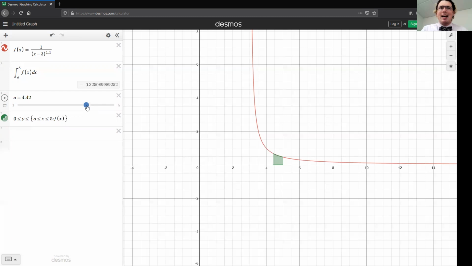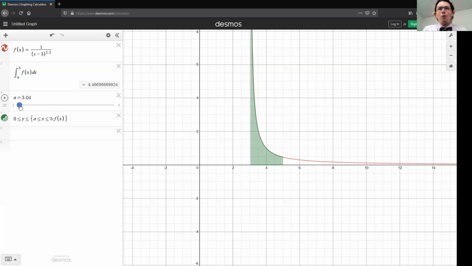I can do my same slider trick where I am highlighting some of this region. When x equals 4, I can calculate this antiderivative and do my fundamental theorem of calculus, and I should get about 0.67 as the amount of area highlighted in green here. But now, as I move the slider to the left, I get more area. So there's 1 unit of area. Here's 2 units of area. Here's 3, and so on.